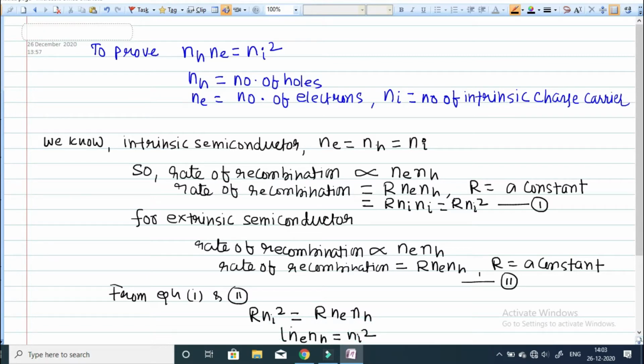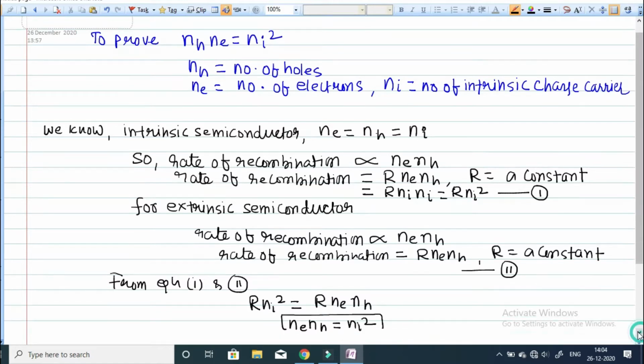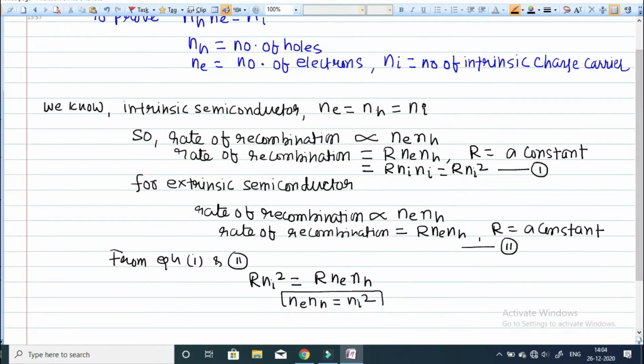So the product of holes and the electrons in any semiconductor, whether it is extrinsic or intrinsic semiconductor, is basically equal to the square of the intrinsic charge carrier concentration. So this is one of the important results we have just proved.